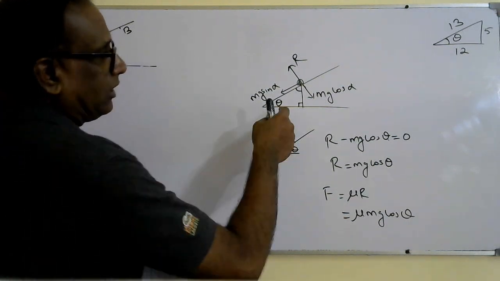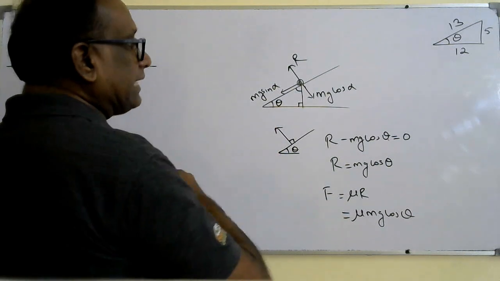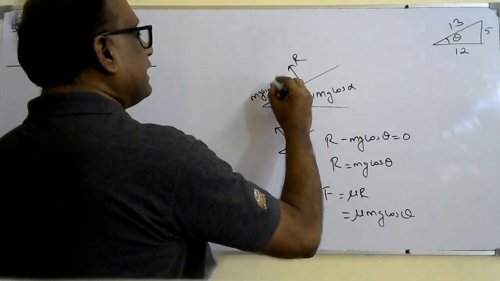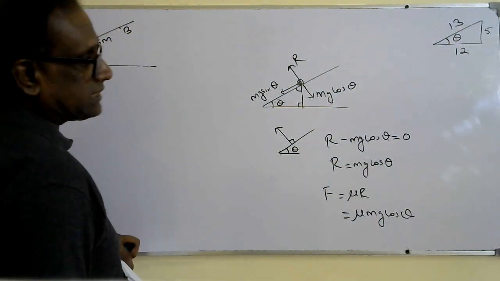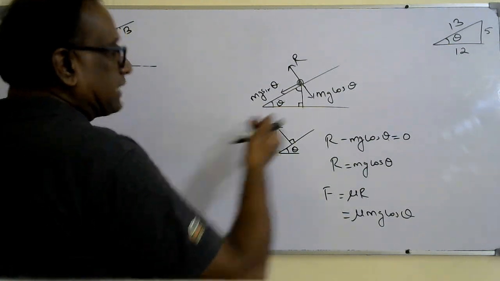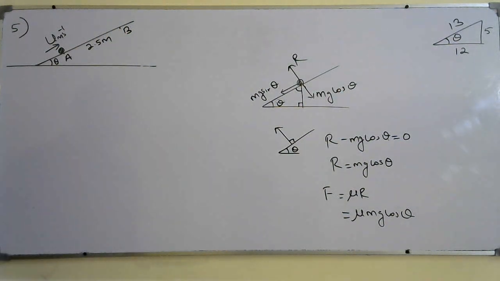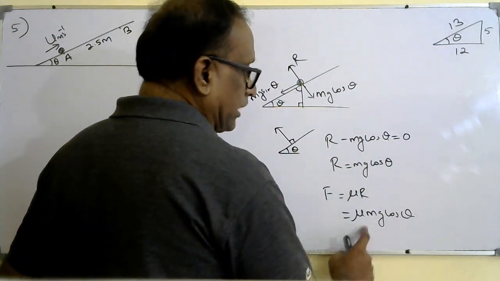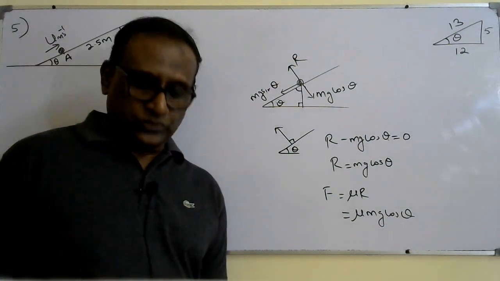Remember that when you resolve the weight along the plane down, it is mg sin theta. Perpendicular to the slope, it will be mg cos theta. Along the slope, mg sin theta; perpendicular to the slope, mg cos theta. Remember that. And the limiting friction, if equal to mu R, so mu mg cos theta. So I'm going to use these things in this question.